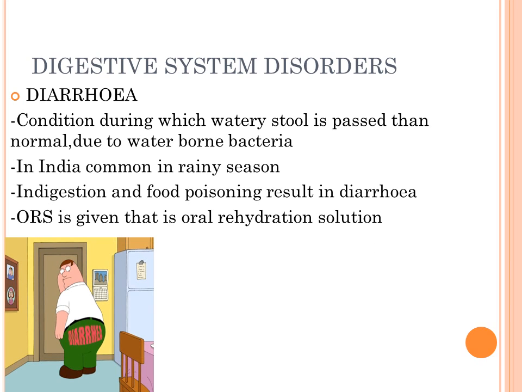Digestive system disorders. Diarrhea is a condition during which more watery stool than normal is passed due to waterborne bacteria. In India, it is very common in the rainy season. Indigestion and food poisoning result in diarrhea. ORS, that is oral rehydration solution, is given, which is nothing but boiled water with salt and sugar.